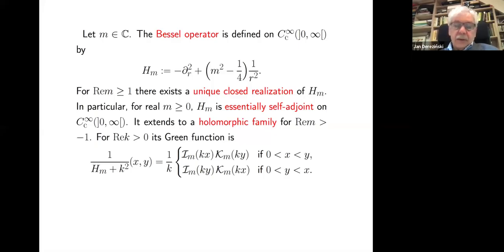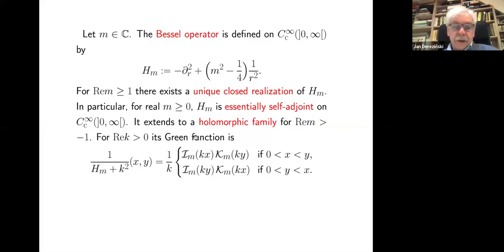Well, for instance, here there is a mistake. If m is greater than 1, there is a misprint. H sub m is essentially self-adjoint on compactly supported smooth functions. But more interestingly, it extends to a holomorphic family for the real part of m greater than -1.